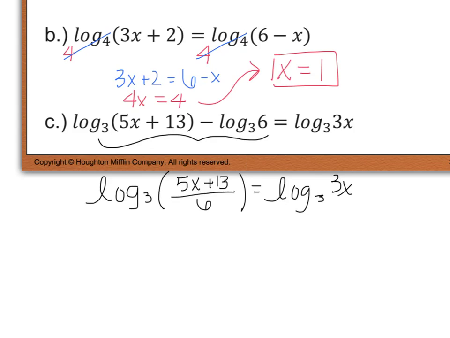And you can either exponentiate here, or you can use your one-to-one property. Because both of these have the same log values, I know that these here have to be the same. So I can rewrite that as 5x plus 13 divided by 6 is really equal to 3x.